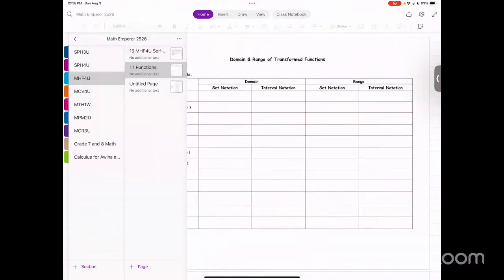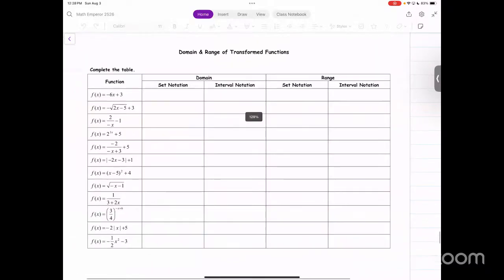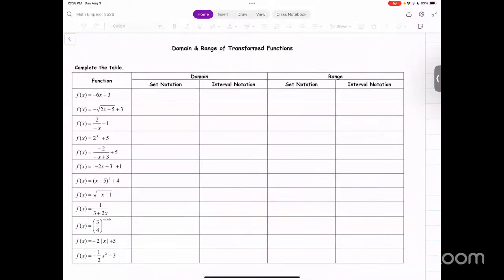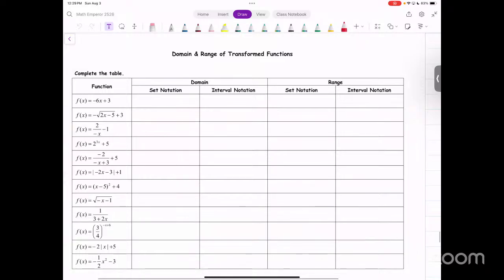All right, we're going back to the functions. I'm going to tell the first one in set notation and interval notation. It's pretty straightforward, obviously a linear relation. We need to state the set notation: the domain is x belongs to the real numbers. Then in interval notation, negative infinity to positive infinity. The range for this one is y belongs to the real numbers, and in interval notation, negative infinity to positive infinity. No problem on that. Pretty straightforward, right?